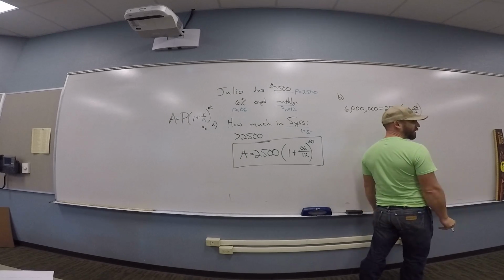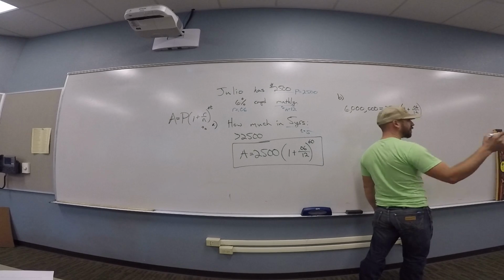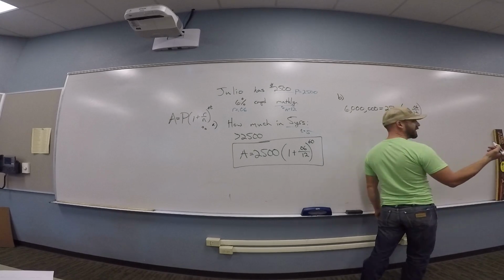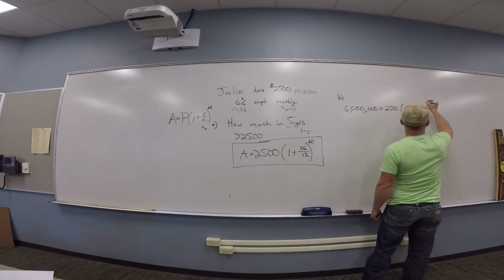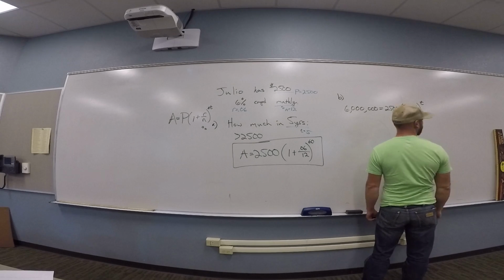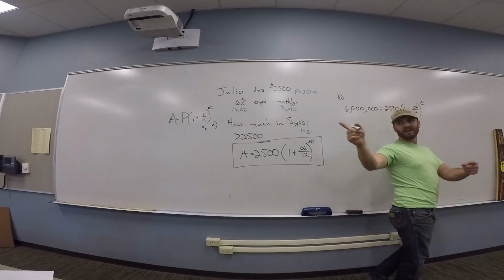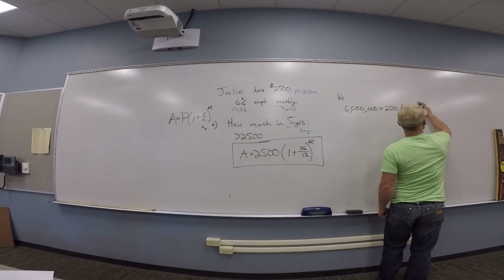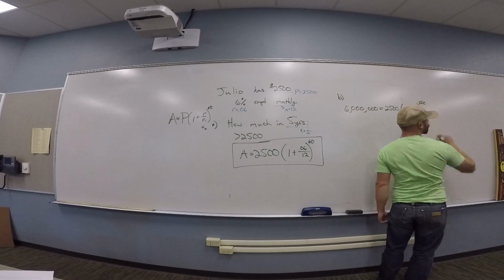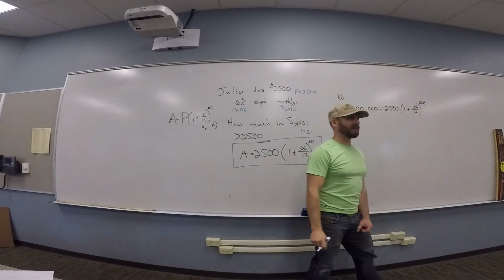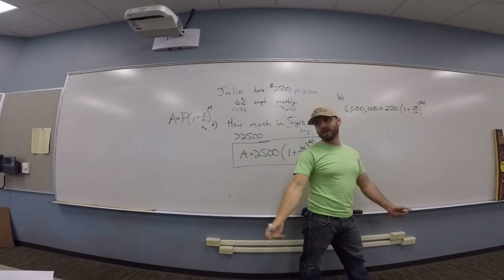Where's the thing I'm supposed to solve for? That's what you're solving for: how long. So that's t. It should be 12t. Otherwise, your answer will be how many months it was in there, and what you really want to know is how many years.